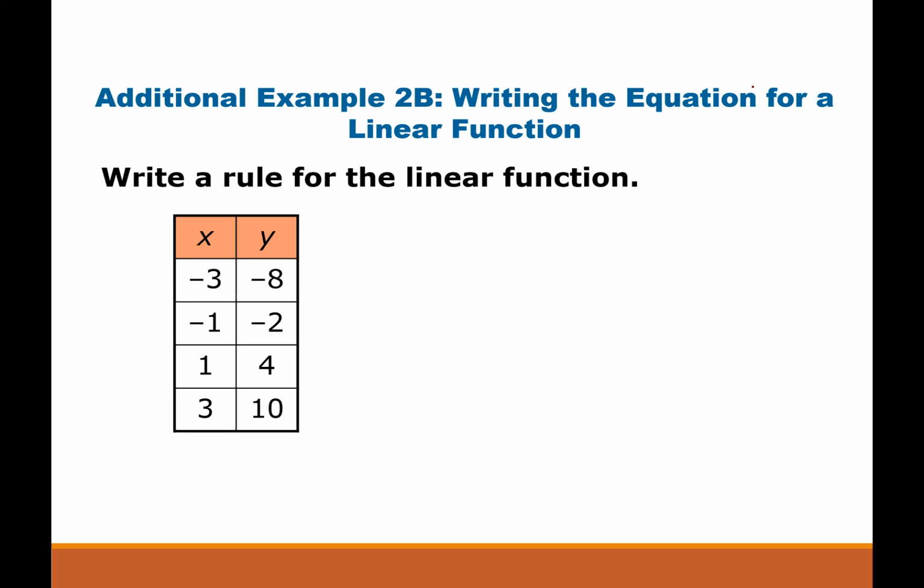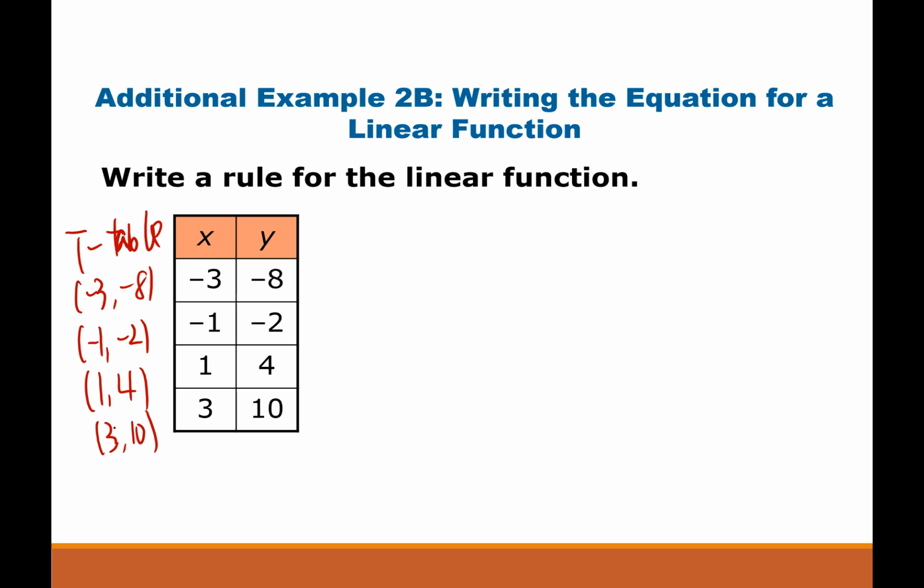Let's try to write an equation for a linear function. You are given this t-table. The good thing about a t-table is we have ordered pairs here, and the first ordered pair is -3, -8, -1, -2, 1, 4, and 3, 10. Based on these ordered pairs, we know it is one-to-one because one x value here only produces one and only one y value.